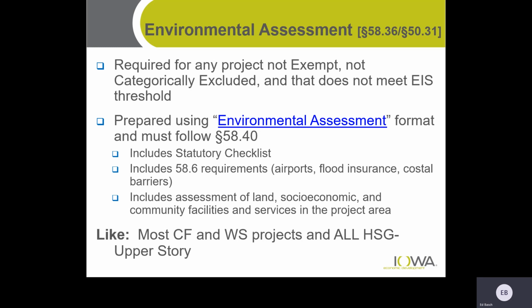Statutory checklist, the 58.6 and the 58.5 is a statutory checklist actually. And then you have to do an assessment of impacts on a categorical basis, land, socioeconomic, and several others. So there are 3 forms for environmental assessment, basically. And most community facility and water and sewer projects fall into this category. And again, all housing sustainability grant upper story projects fall into this category.